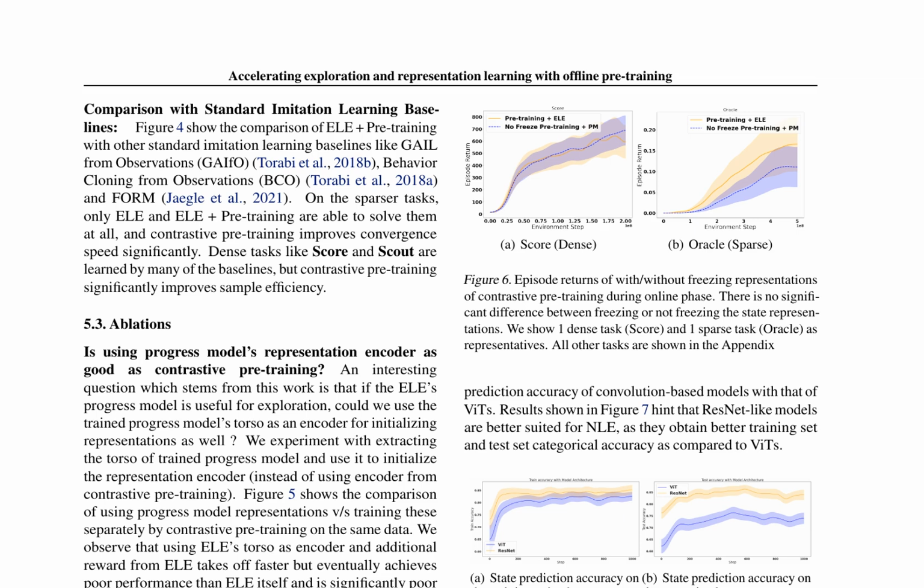An ablation study investigates the effectiveness of using the progress model's representation encoder as an alternative to contrastive pre-training. The results, shown in Figure 5, indicate that using the progress model's torso as an encoder takes off faster but eventually achieves poor performance compared to ELE with contrastive pre-training encoder. This suggests that the benefits of contrastive pre-training cannot be replicated by using the progress model's representation encoder.